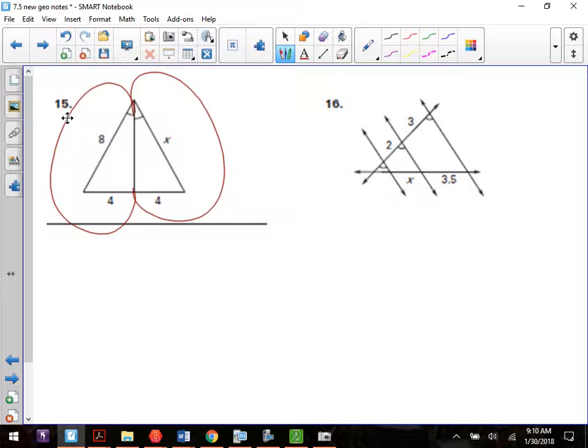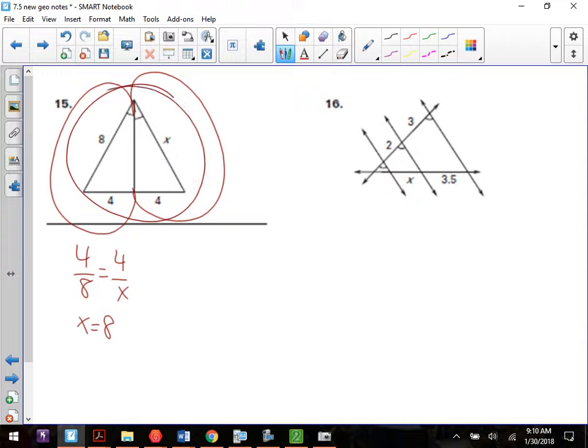Now, does it matter if I write 4 over 8 is 4 over x, or do I have to write it as x over 4, 8 over 4? Doesn't matter. What's x? 8. It's got to be, doesn't it? Has to be. What kind of triangle is this? It's equilateral. Very good. Because you have 8, 8, and 4 plus 4 is 8.